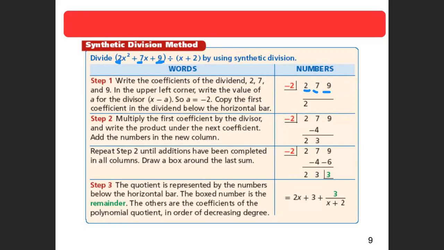My next step, bring down the first term. So that's a 2. And then we multiply. -2 times 2 is -4. And then we add: 7 plus -4 is 3. -2 times 3 is -6. 9 plus -6 is 3. So my answer would be, and then we just put our variables back in, since it started out as an x squared, you always go down 1. So this would be 2x plus 3, remainder 3. Now let's go back to the last problem that we did.